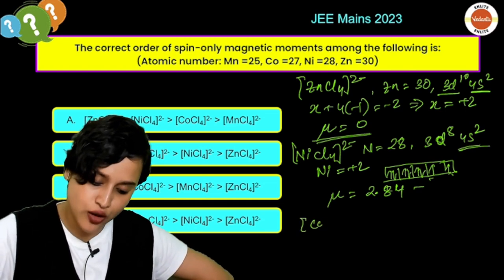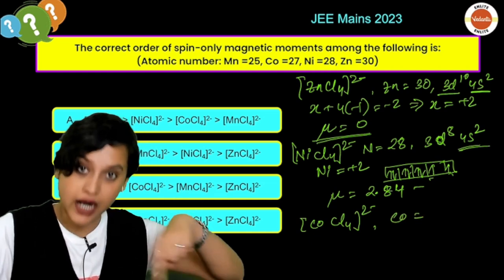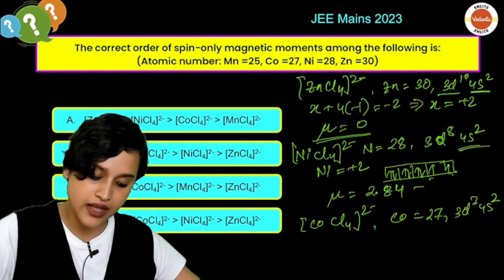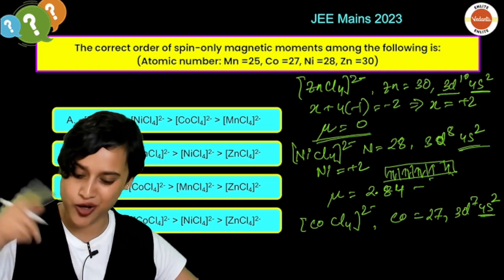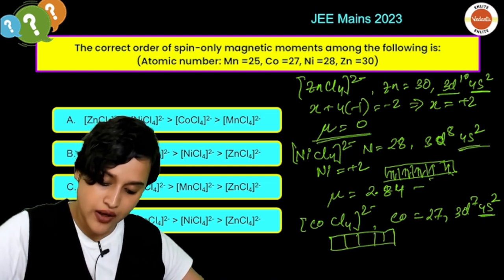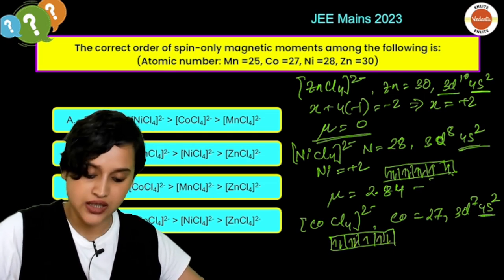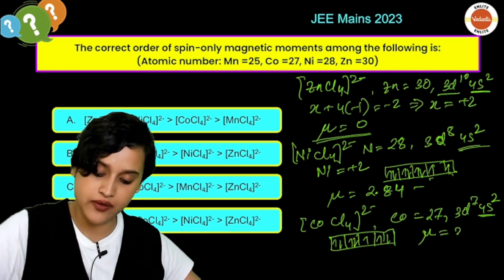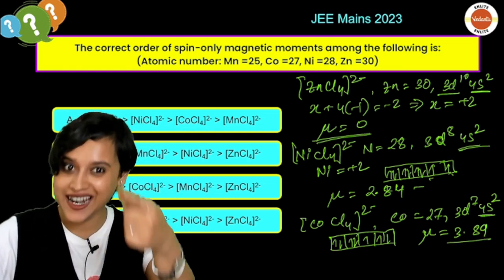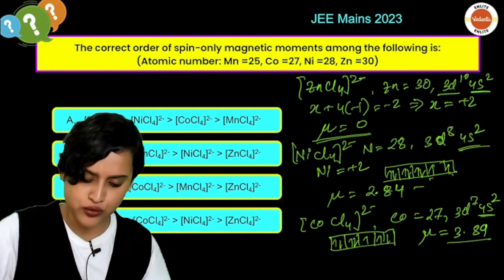Now let's calculate it for CoCl4 2-. Cobalt comes before nickel, so it is 27, which means 3d7 4s2. Once again, it is in plus 2 oxidation state, so 4s electrons will go away. I can draw it only for 3d7: 1, 2, 3, 4, 5, 6 and 7. There are 3 unpaired electrons, so the magnetic moment will be 3.89, I think. I'll tell you the trick also, how I am calculating this so fast. Many of you probably do know, but I will still tell you, okay?